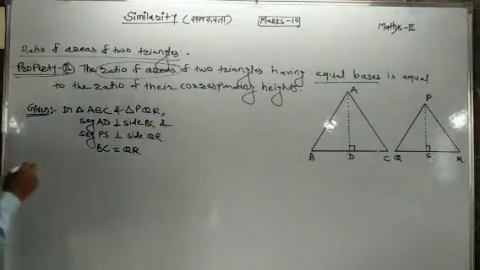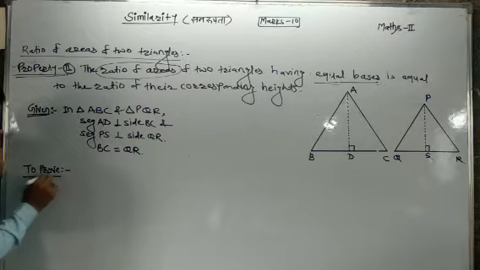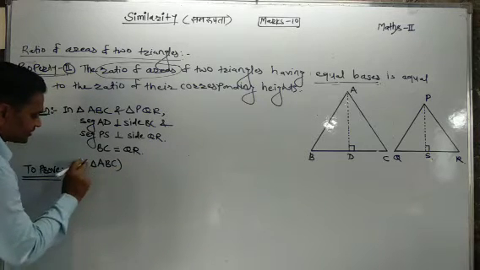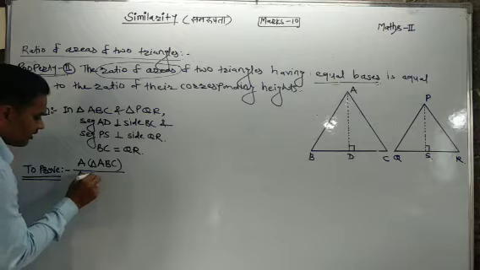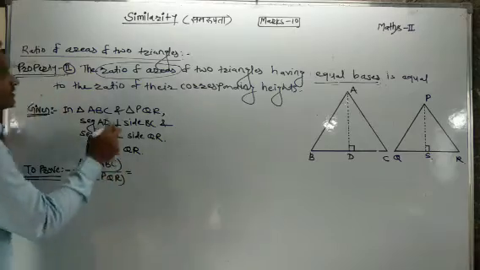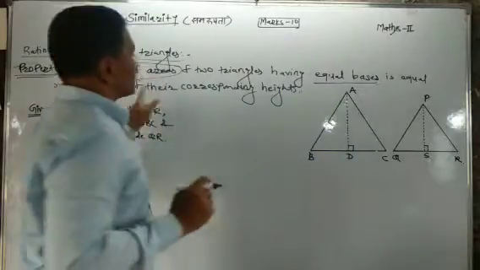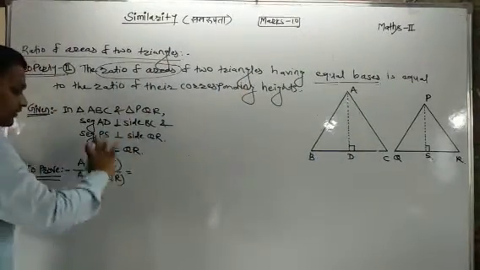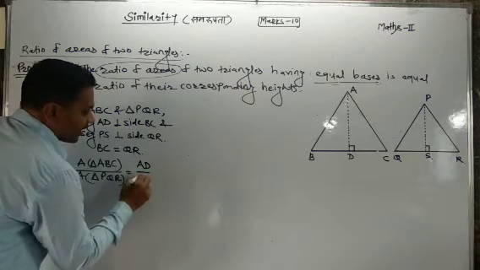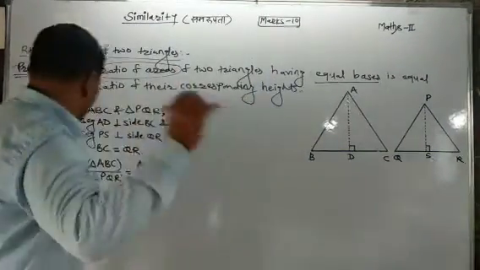Understand? Now we want to prove that area of triangle ABC divided by area of triangle PQR, the ratio of areas of two triangles, is equal to the ratio of their corresponding heights. Means the ratio of areas equals the ratio of heights, that is, height AD divided by PS. And it is very, very simple. Students, it is very, very simple.